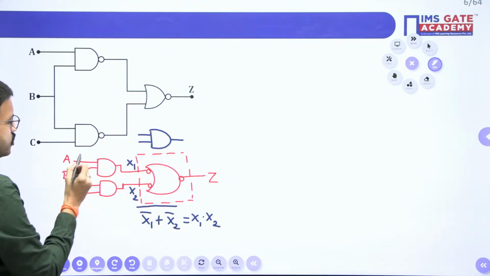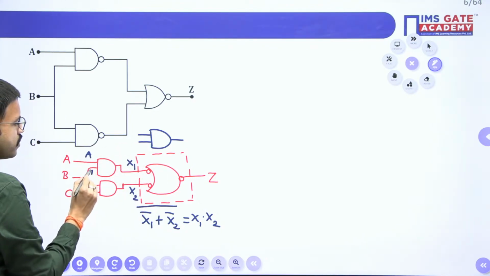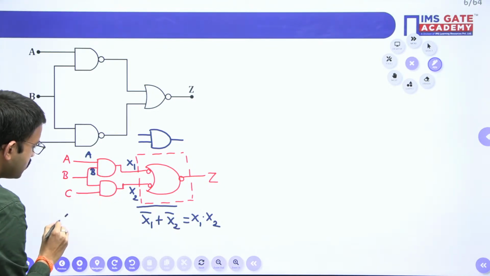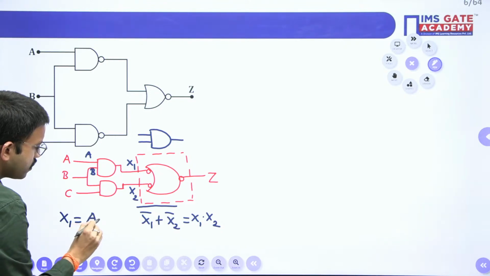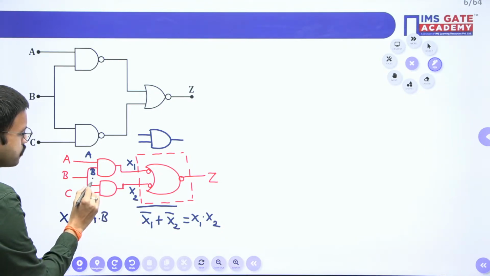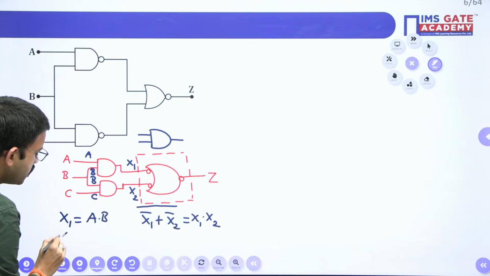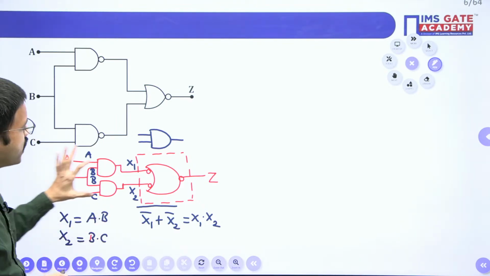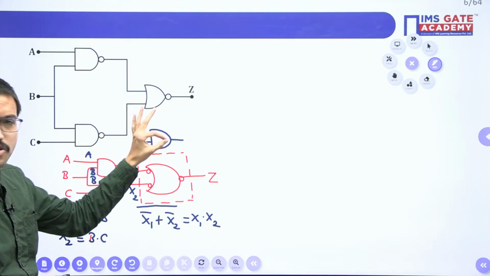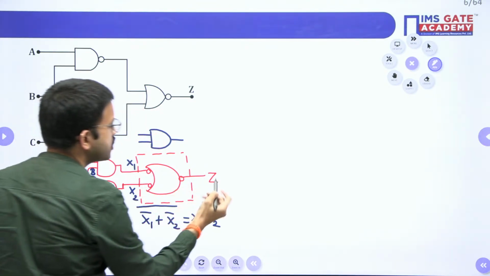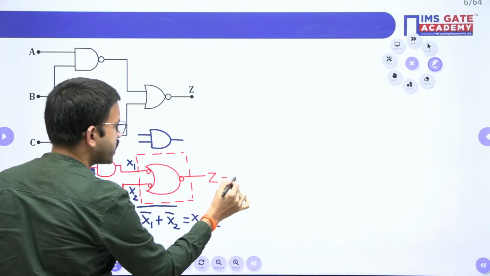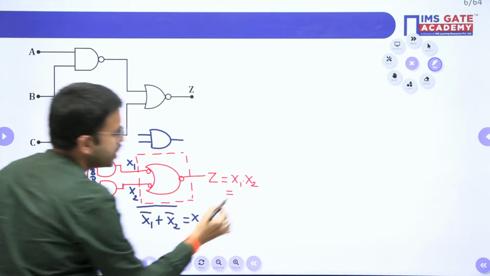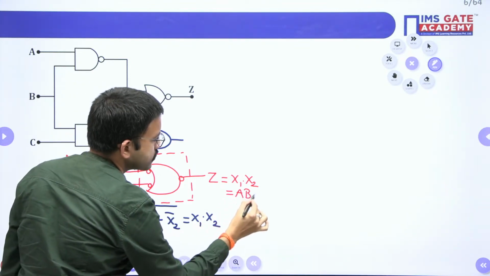And here if you observe, A and B are the inputs. So that means x1 is nothing but AB, and then here B and C are the inputs. So that means x2 is nothing but BC. Now you are passing these two outputs through an AND gate only. So that means the overall output Z is nothing but x1 and x2, which is nothing but, when you multiply these two, directly I am writing ABC.